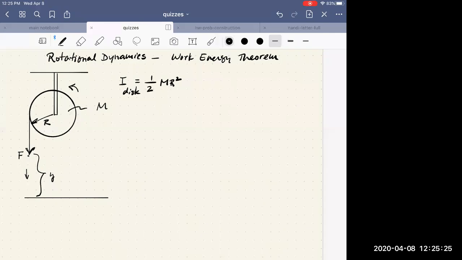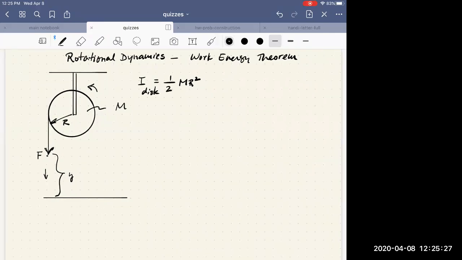So clearly, if I apply a force across this height y here, the work done by the force is W, and this W is equal to F times y, because both F is downward and y is downward. They're parallel, so the cosine of the angle between them would be 0. So F times y times cosine of 0. Cosine of 0 is 1, so it is F times y.